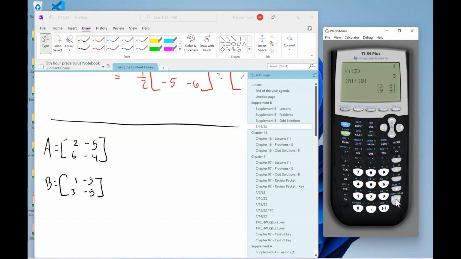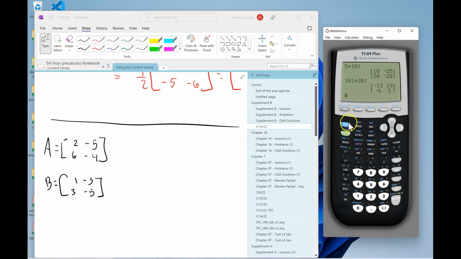Cool. Let's say I wanted to do 5 times matrix A, like a scalar multiplication problem. So I'm just going to type 5 times, and then I'll go back to my matrix menu, select matrix A, press enter. No big deal, right? Next, I'm going to go back to my matrix menu. Let's say we want to do matrix A times B. So I'll just do A, type in the times symbol, and then B. Press enter. No big deal so far.